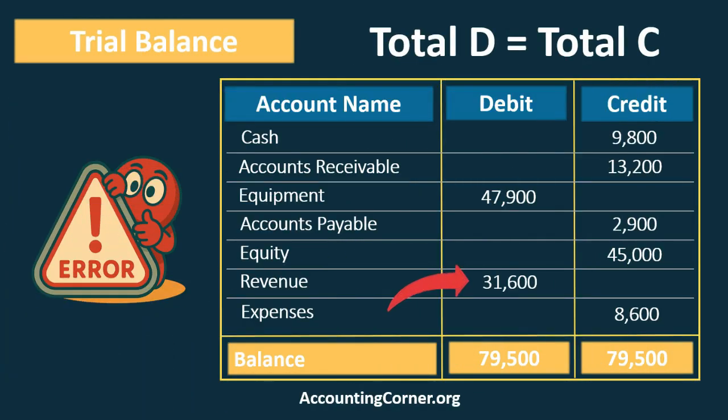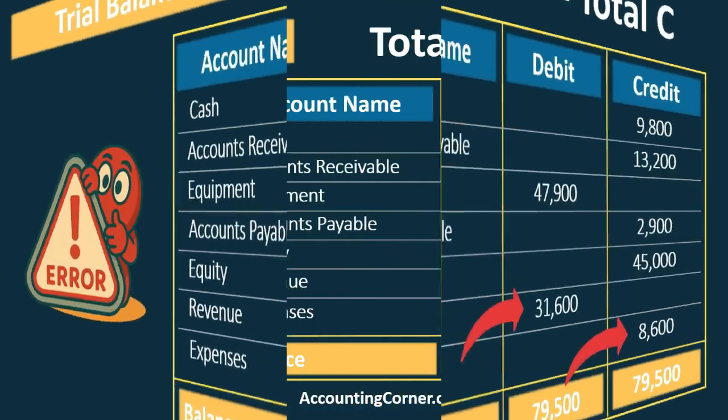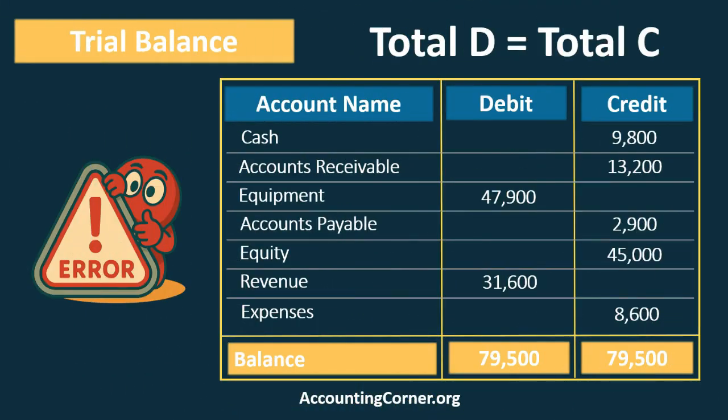Revenue appears on the debit side, even though revenues always carry a credit balance. And expenses are placed on the credit side, instead of the debit side. Even with all these mistakes, the trial balance still adds up correctly. This is a perfect example of why a balanced trial balance does not guarantee that the accounts are correct. It only tells us that the arithmetic works.